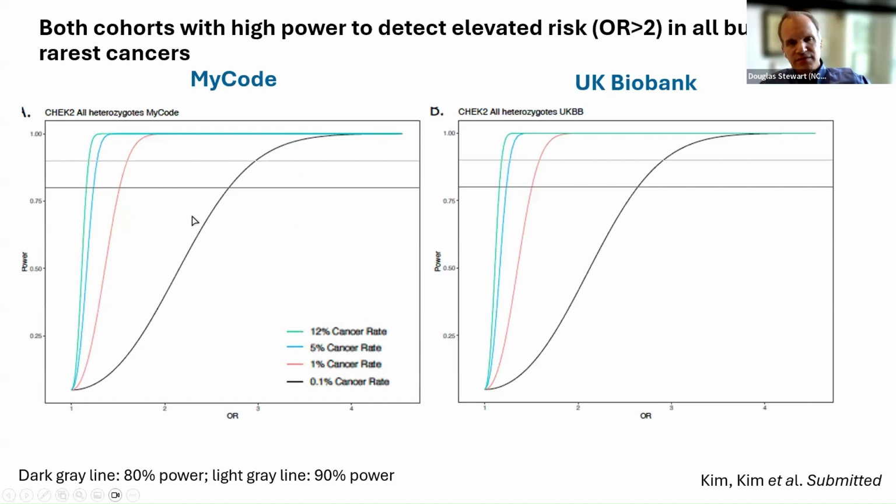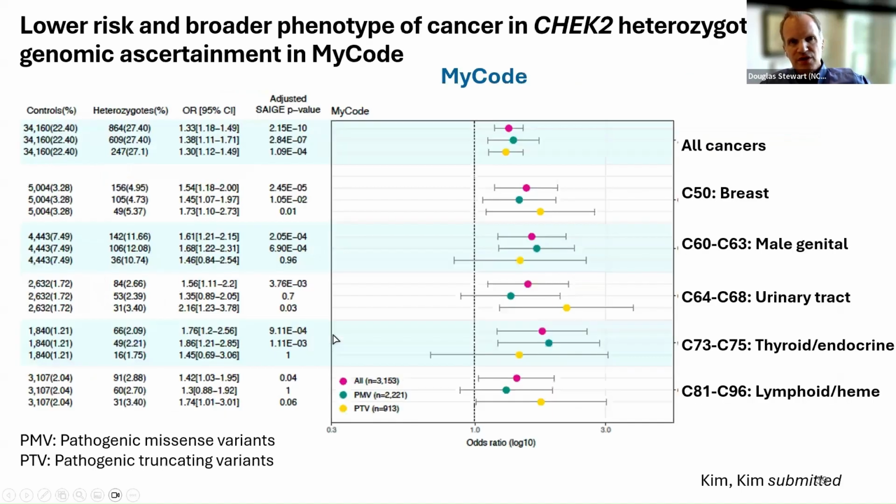So with 3,000 heterozygotes in both cohorts, it's very satisfying, abundantly powered to see risk for the cancers listed here, certainly the more common cancers. So this is the data from the study showing the positive findings. So again, this is the number of controls and the number of heterozygotes, and then the odds ratio, and then the SAGE adjusted p-value. And SAGE is a technique that takes into consideration relatedness. And in my code, there's a lot of relatedness among these folks, so it adjusts for that.